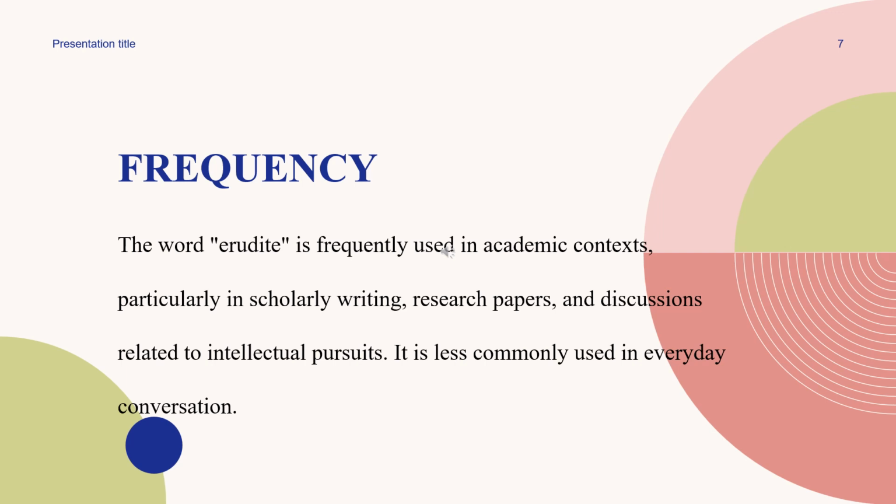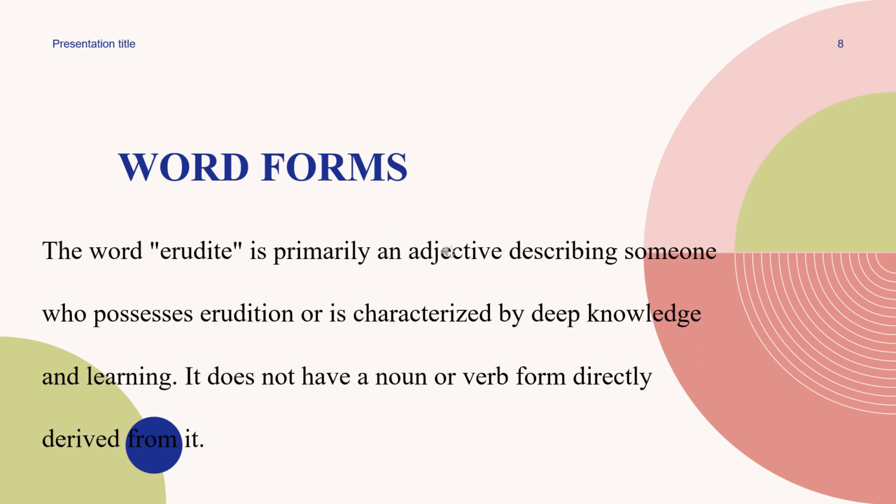The word erudite is frequently used in academic contexts, particularly in scholarly writing, research papers, and discussions related to intellectual pursuit. It is less commonly used in everyday conversation. The word erudite is primarily an adjective, describing someone who is characterized by deep knowledge and learning. It does not have a noun or verb form directly derived from it.